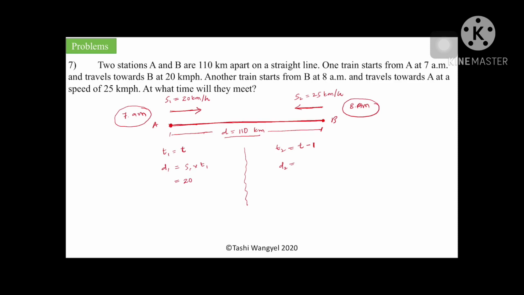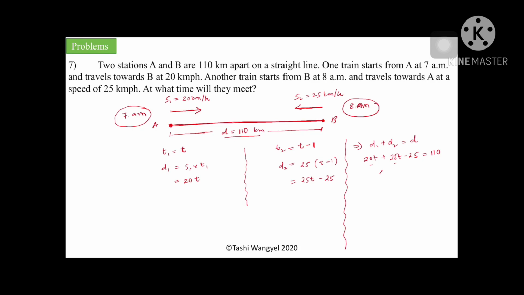Distance is speed times time. So for the first train, S1 is 20 km per hour, times T, which is 20 times T. For the second train, the speed is 25 km per hour times (T minus 1). So T1 plus T2 should give the total distance. Expanding, 25 into T is 25T, and 25 into 1 is 25, so 25T minus 25. The total distance is 110 kilometers.